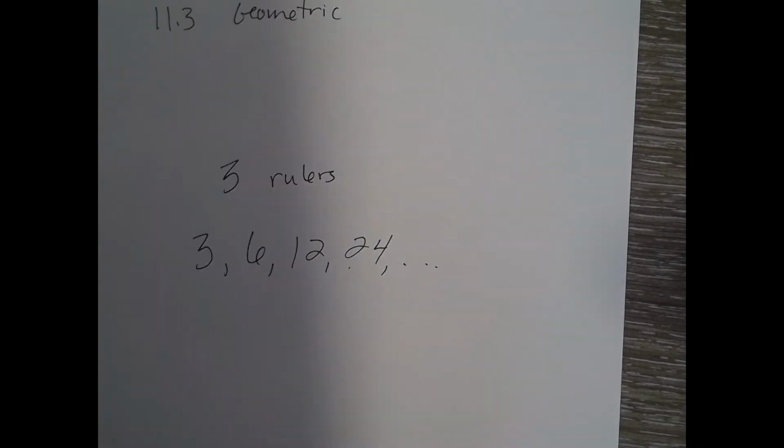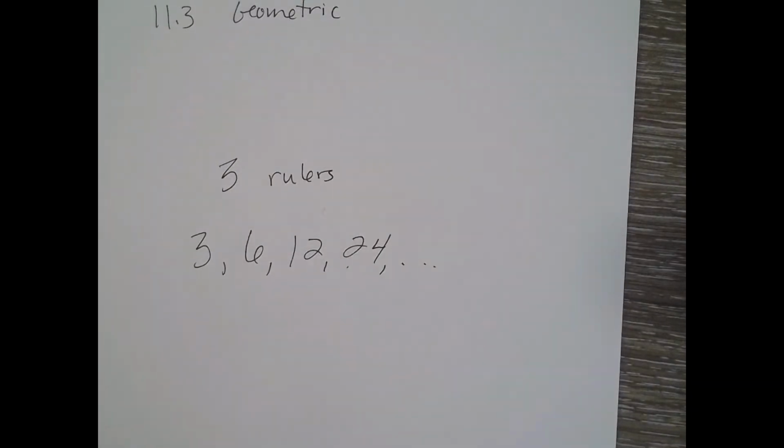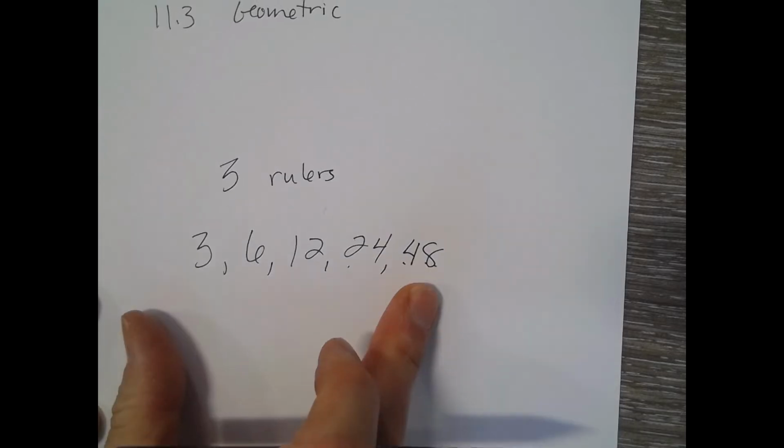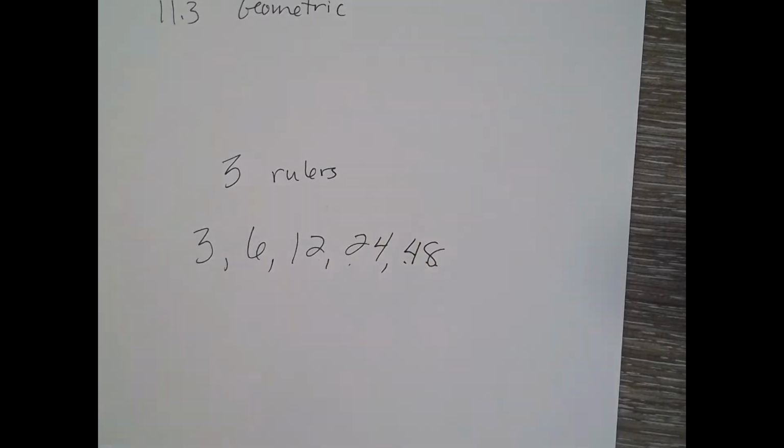A finite sequence means it ends. So let's just say we have 5 terms, then the 5th term would be the last, and it would be a finite sequence just because it ends.